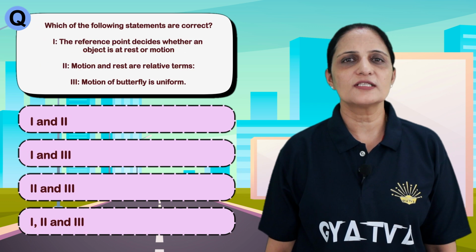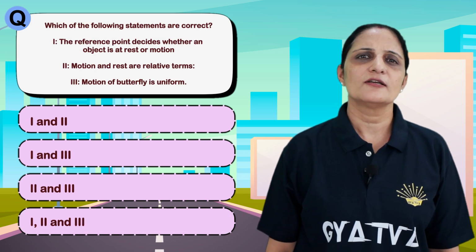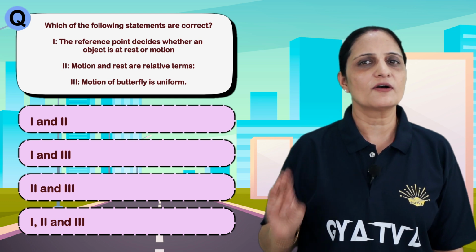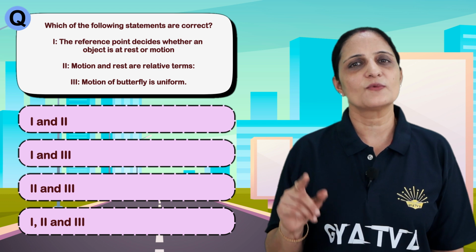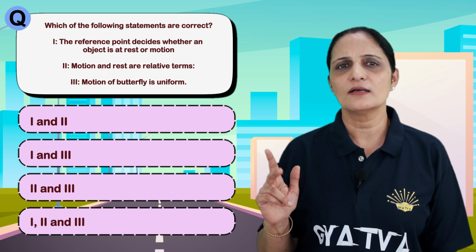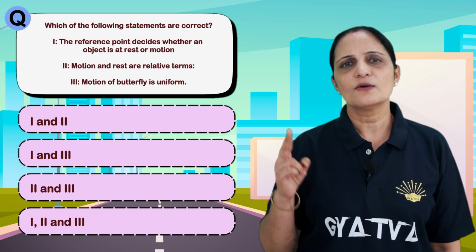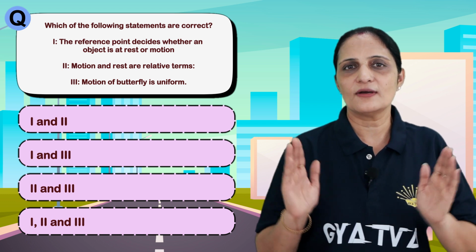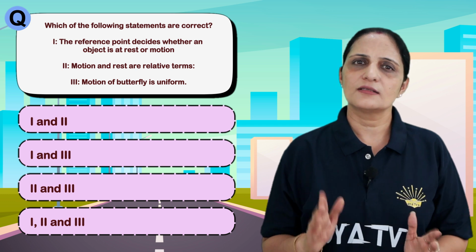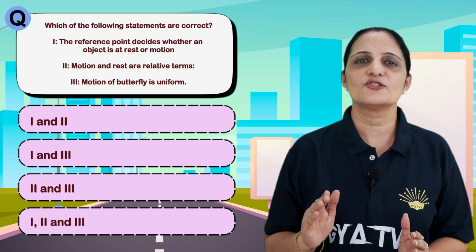Which of the following statements are correct? First, you will be provided with the 3 statements and accordingly you will choose your options. First, the reference point decides whether an object is at rest or in motion. Second statement, motion and rest both are relative terms. Mind it, you have to find out which is correct. Third statement, motion of butterfly is uniform.